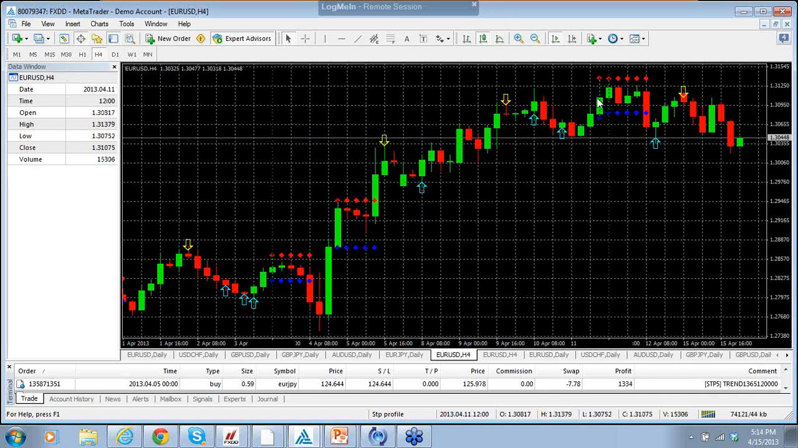Looking at this euro dollar 4-hour. All right, so we had the IBO Rev. This was our trade. We had a 12-bar trailing stop, which we finally did hit right here.